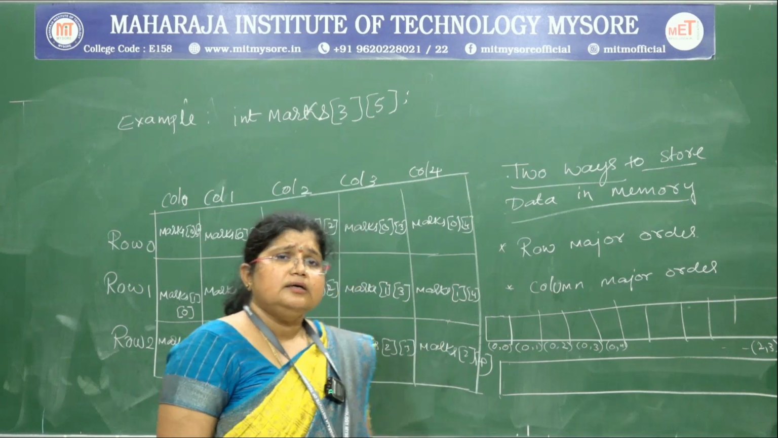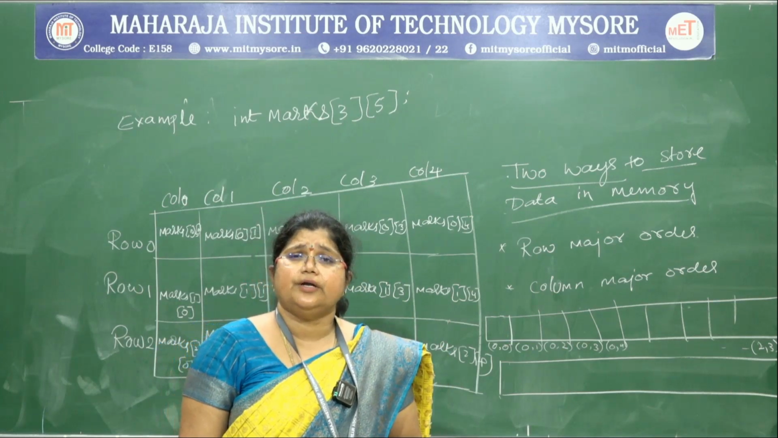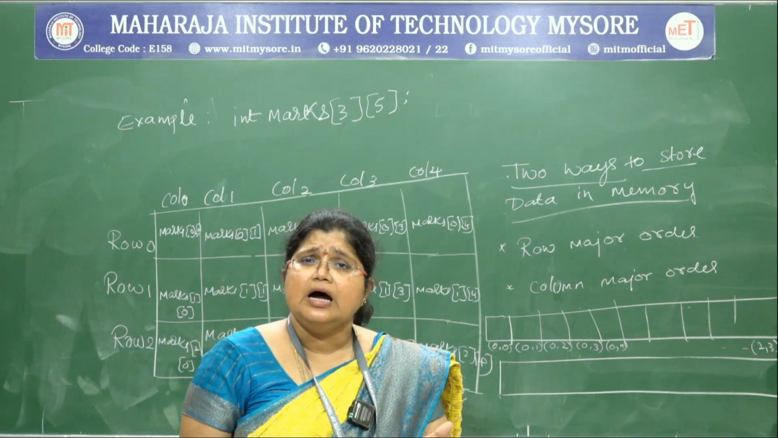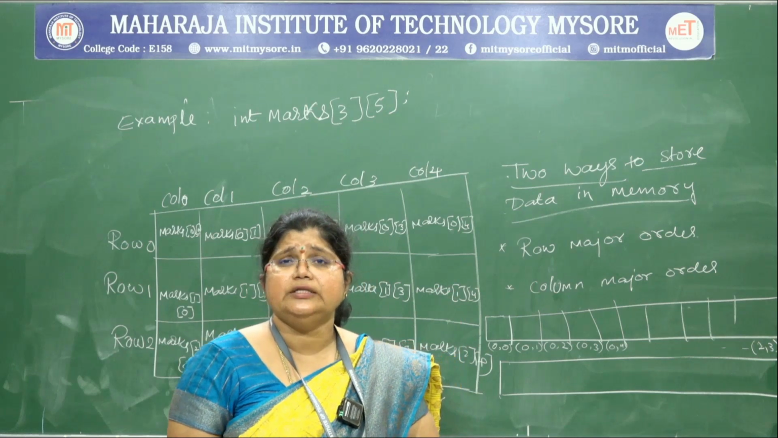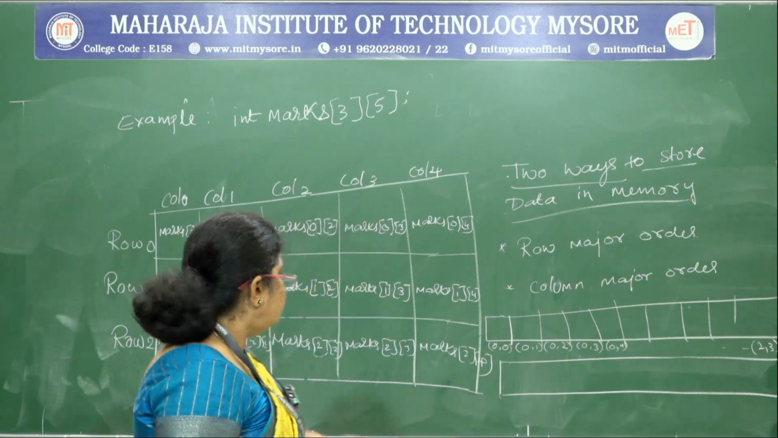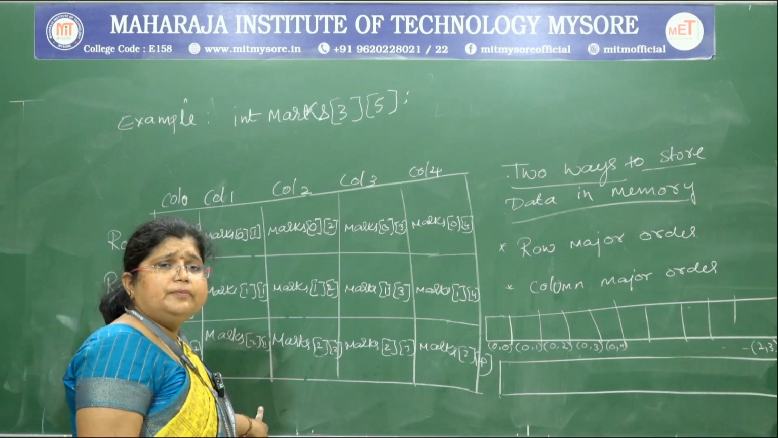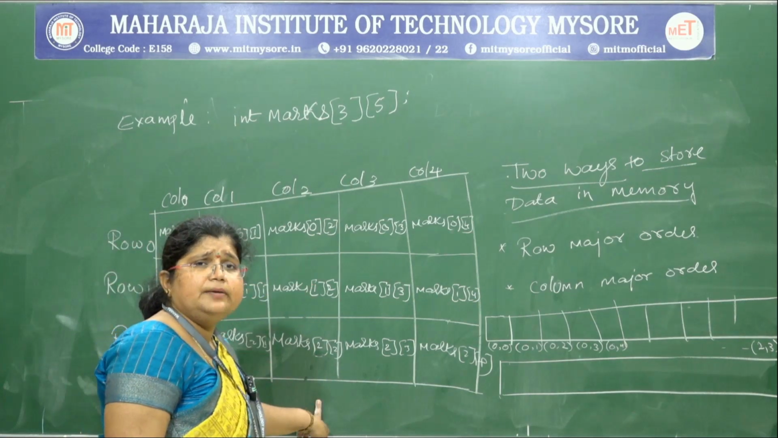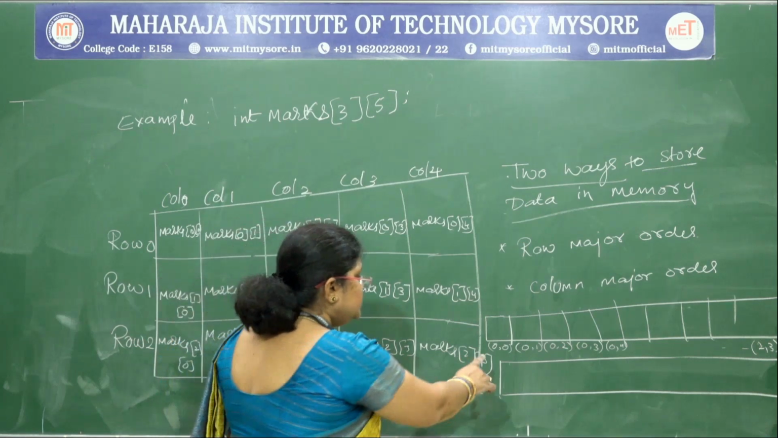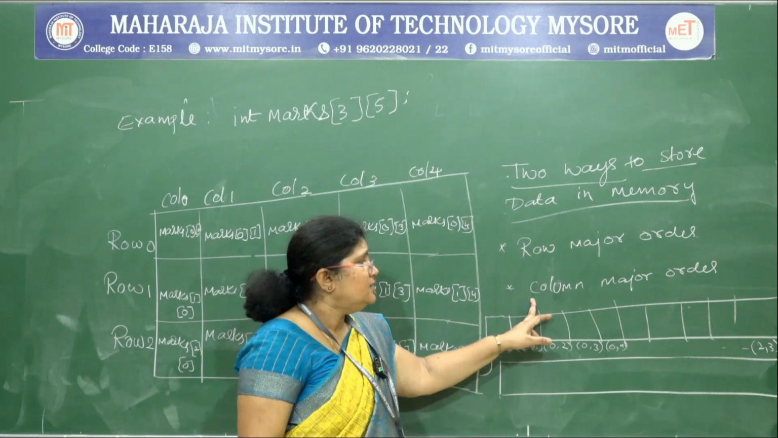Next, how can we represent it in column major order? In column major order, the data starts from the first column and sequentially it starts storing the data in memory in a column wise manner. That is, first it will store the first column, next the second column data elements, next the third column data elements, and it keeps on continuing till the end. This is what we call column major order.